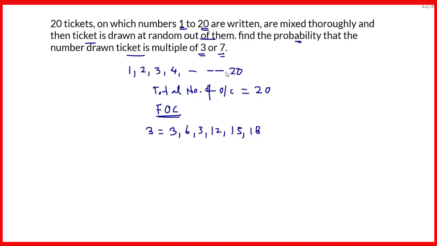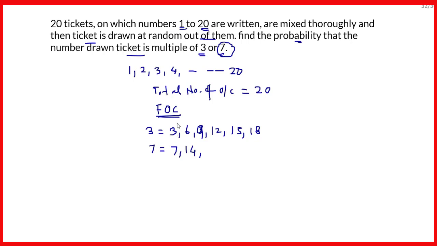21 is not in this list, and therefore 3 sixes... 3 threes are 9, 3 sixes are 18. So 3, 6, 9, 12, 15, 18, these will be the favorable numbers. And also the numbers that are multiples of 7 will be favorable. The multiples of 7 are: 7 ones are 7, 7 twos are 14, and 7 threes are 21. So that will be out of the list. So there will be 2 favorable numbers.